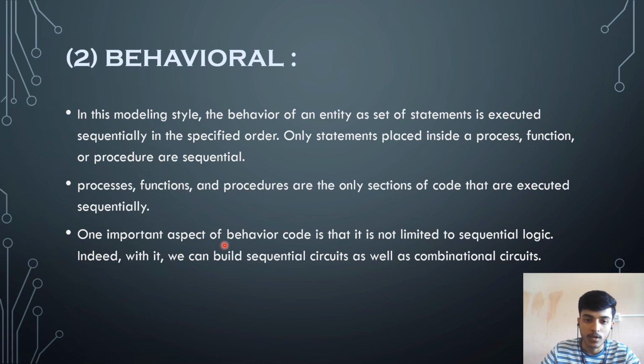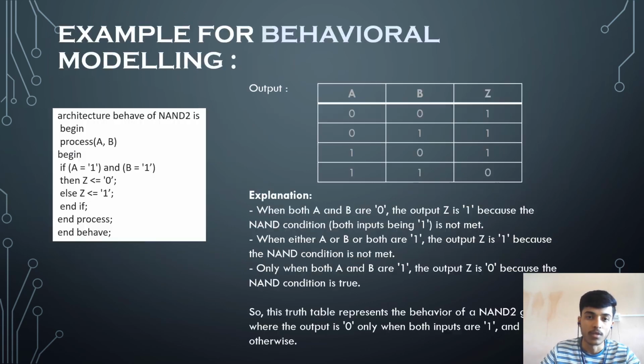One important aspect of behavioral code is that it is not limited to sequential logic. Indeed, it helps also for combinational circuits. That is, it works on both combinational and sequential circuits, but it executes the code sequentially. That is the main thing followed in behavioral modeling.